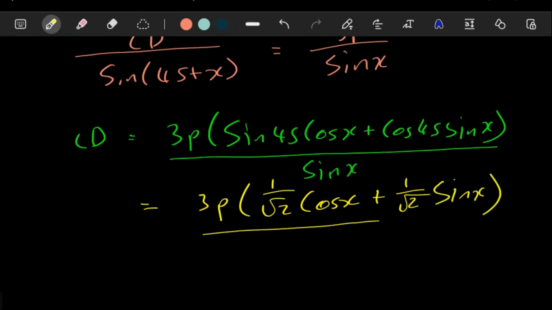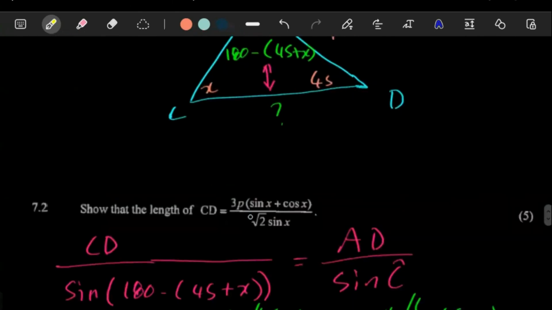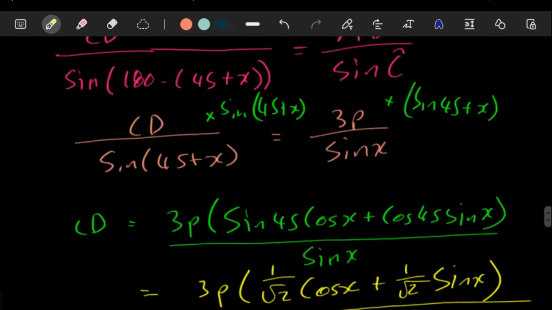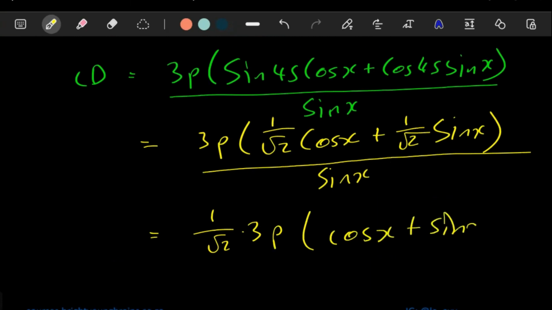Let's see here, down at the bottom we have sine x. So at the top it looks like we can take out, let's see what we're trying to get. Okay, there's a 3p there, it's fine. Let's take out the 1 over square root of 2 as a common factor. So 1 over square root of 2 times 3p out there, cos x plus sine x.